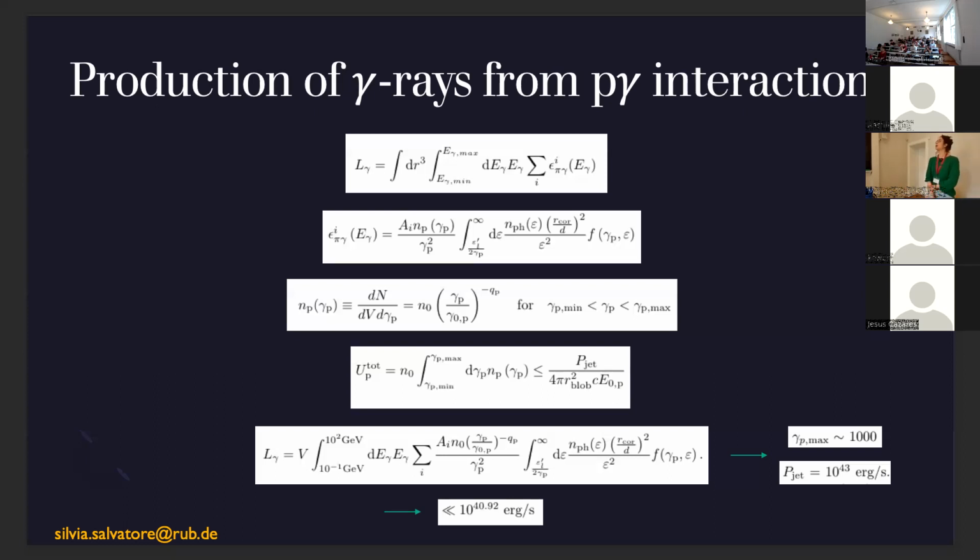But plugging in a gamma p max for the protons of 1,000 and plugging in P jet, the power of the jet, of the order 10^43 ergs per second, even playing with the other parameter, which is q_p, we would get gamma ray luminosities of the order of 10^30 ergs per second, so way below the threshold that we want to reach.